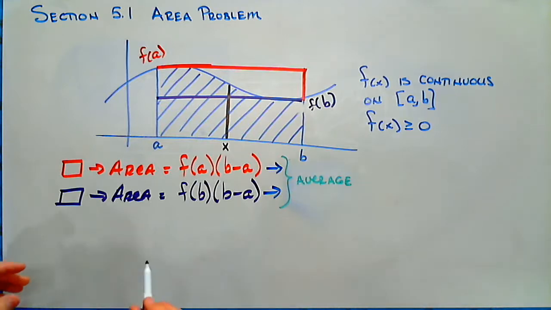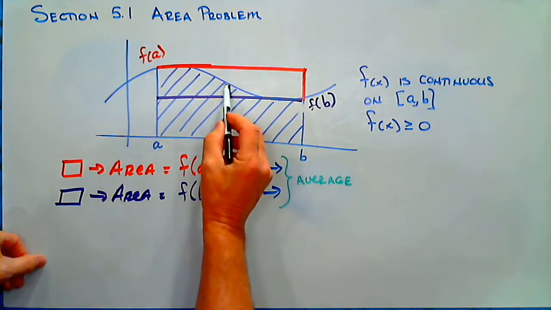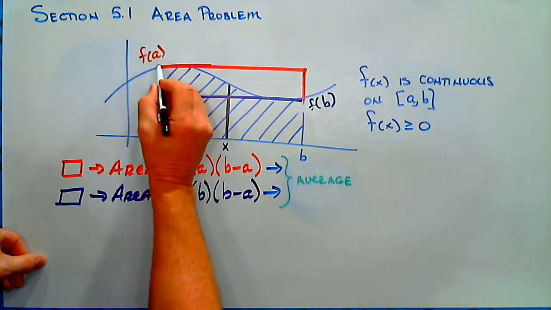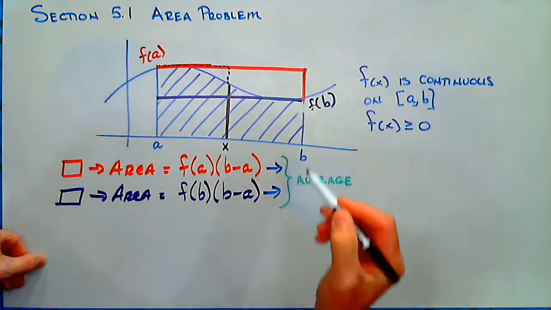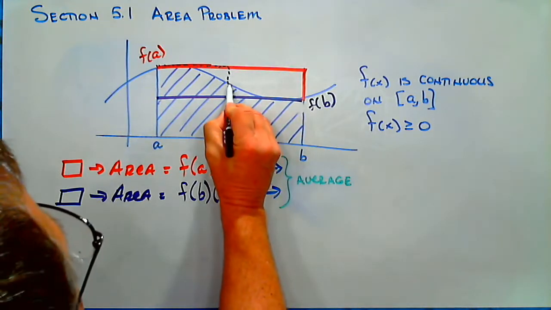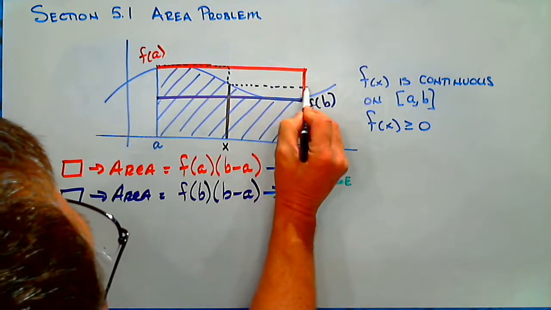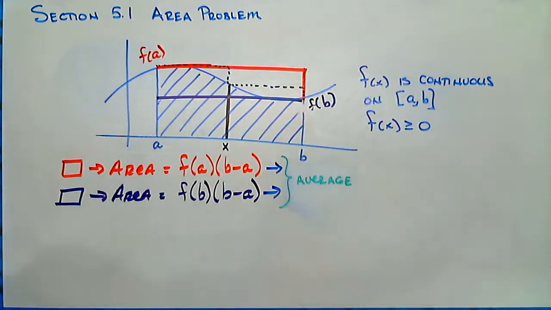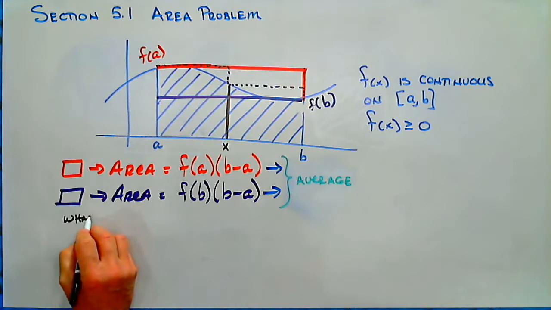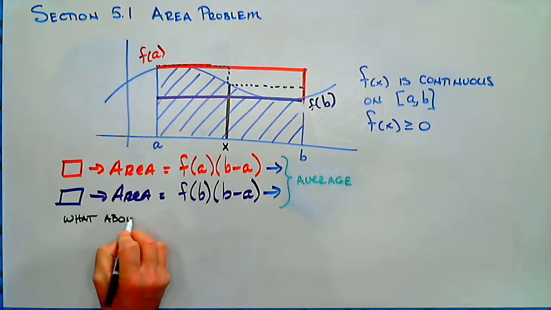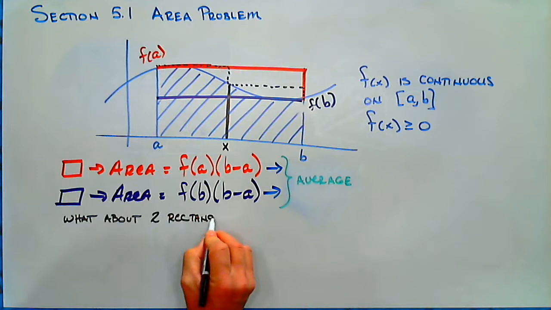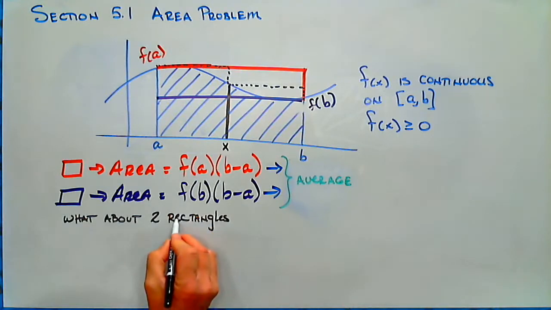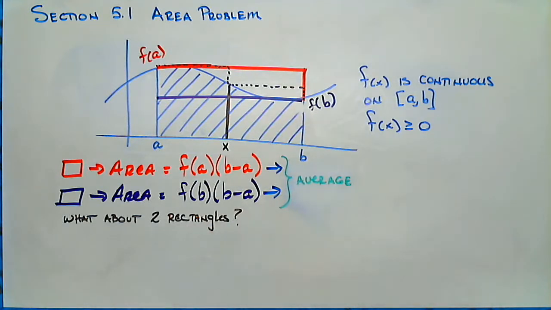Now, if I go from this endpoint here, and I come across, and I go down, and then I come from this endpoint here, and I go across, and I go down, and I use two rectangles, right? What about two rectangles? That's the question. What about two? Well, if we take a look at our picture, right?